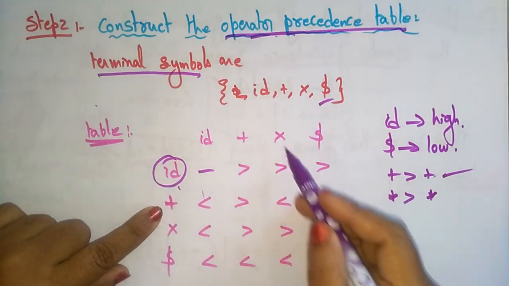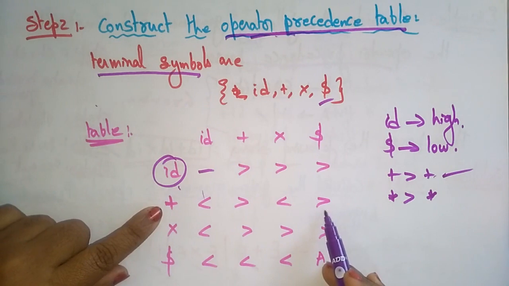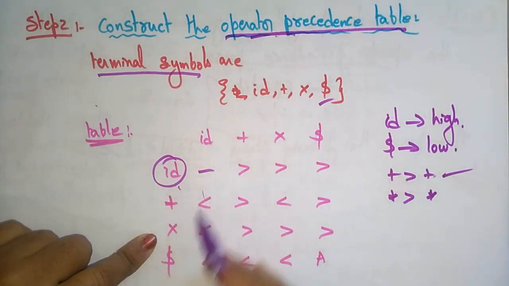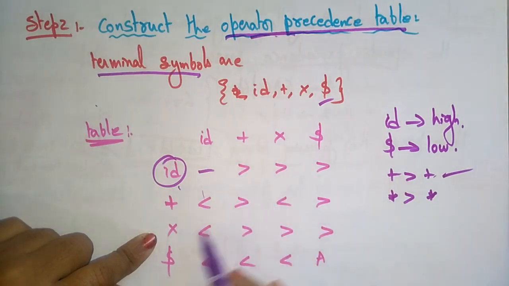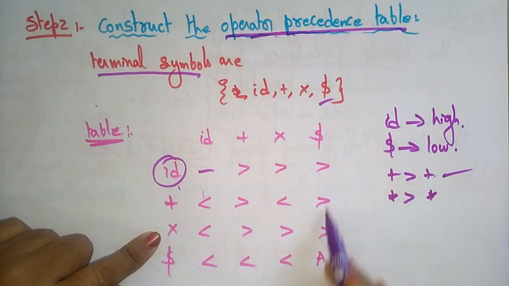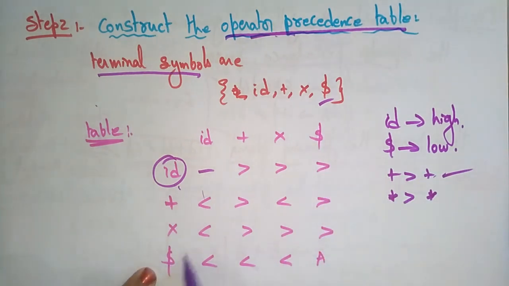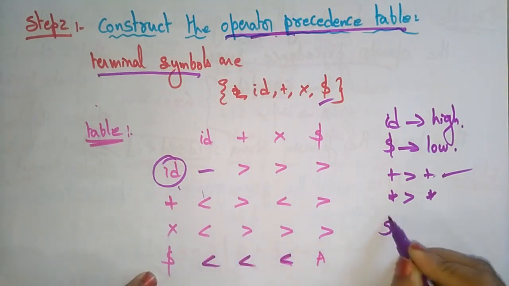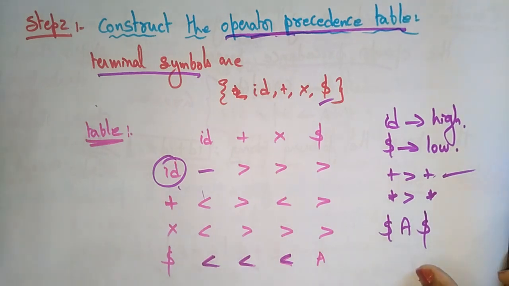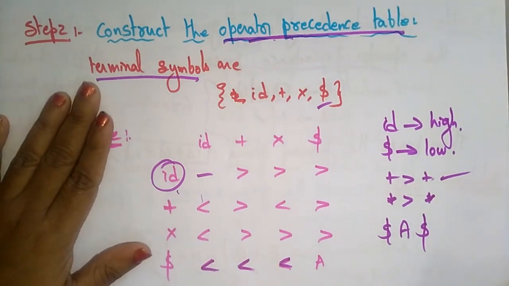Plus is always less than into and it's greater than dollar because dollar is having the low priority. Into is less than ID, multiplication is greater than addition, multiplication is greater than multiplication, and it is greater than dollar. And coming to the dollar, dollar is having the lowest priority, so all are less. Whenever dollar and dollar is encountered, the string is accepted. So I constructed the operator precedence table.